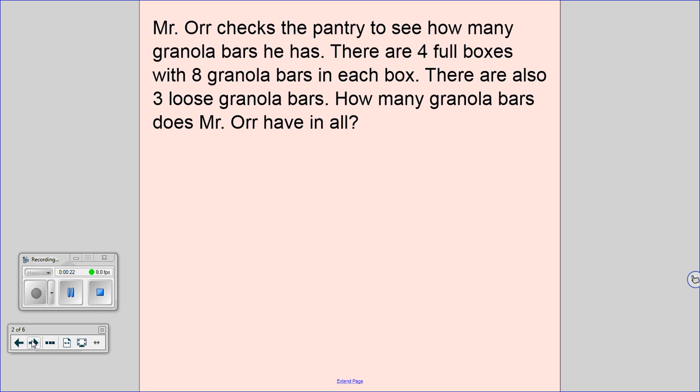There are 4 full boxes with 8 granola bars in each box. There are also 3 loose granola bars. How many granola bars does Mr. Orr have in all? I want you to reread that problem in your head, and then I want you with your pencil to start coming up with an answer sentence. That's not going to change either.